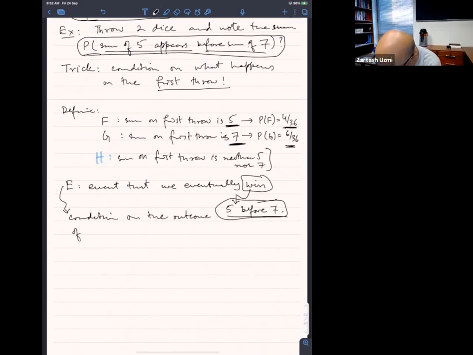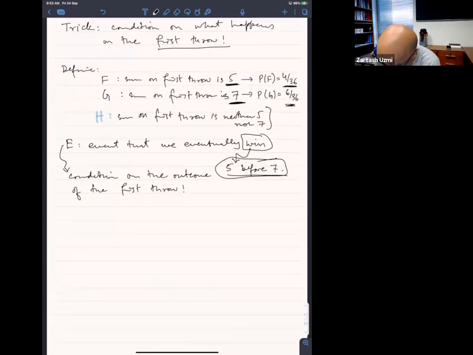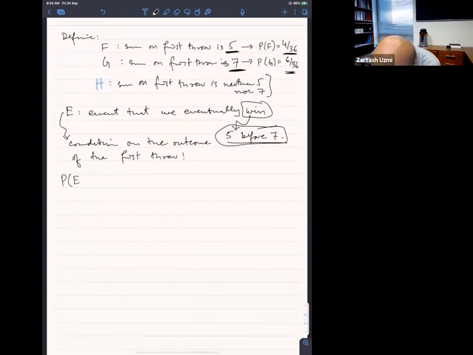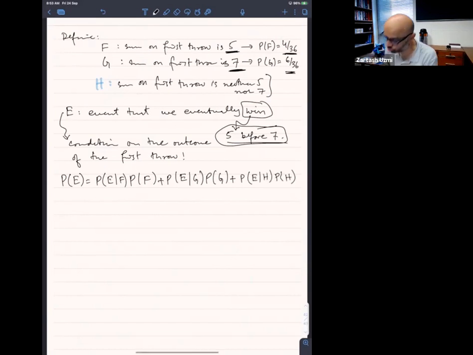Condition on the outcome of the first throw. How will we do it? Probability of E is equal to probability of E given F into probability of F, plus probability of E given G into probability of G, plus, we are writing these partitions, by the law of total probability, probability of E given H into probability of H.